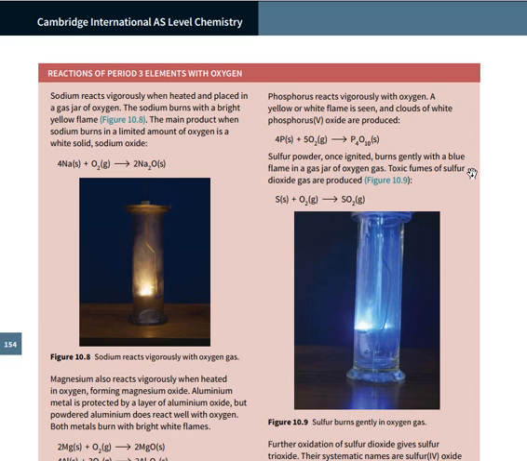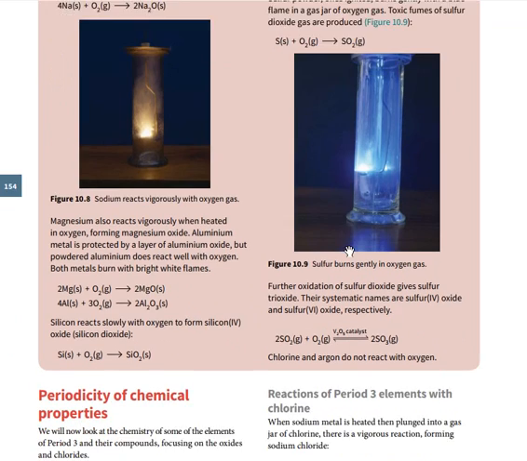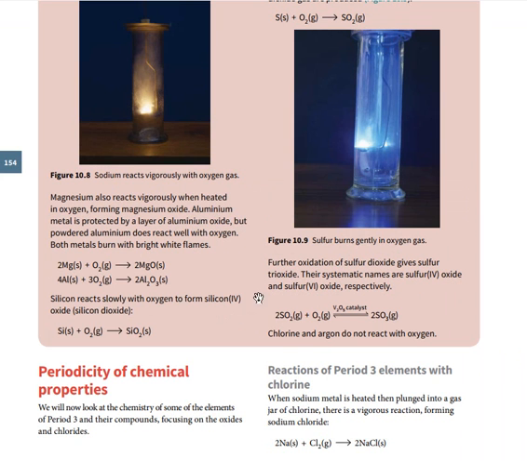Toxic fumes of sulfur dioxide gas are produced. So we have sulfur dioxide produced in this case. Further oxidation of sulfur dioxide gives sulfur trioxide. Their systematic names can be given with respect to the oxidation number. For the sulfur dioxide oxidation, you can use a vanadium pentoxide catalyst.